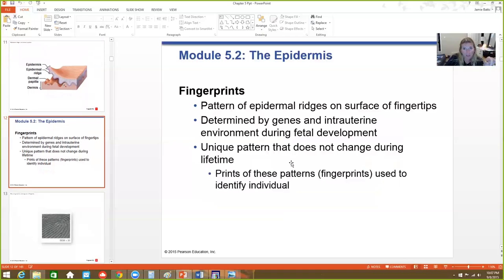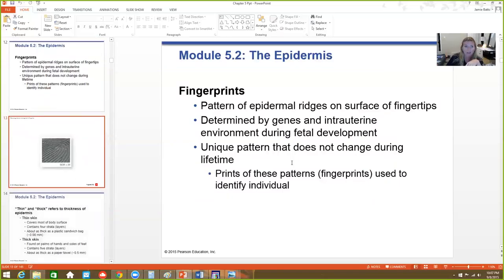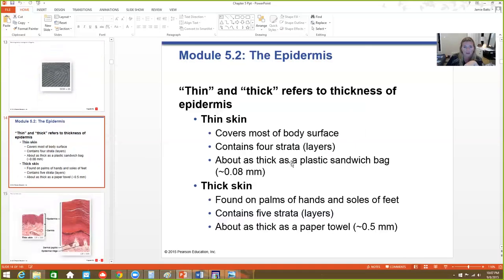It's determined by genes. It's also determined by intrauterine environment. So if the fetus is touching things, it could affect the way the loops or swirls form on the fingertips. The unique pattern doesn't change over a lifetime. And obviously they can be used to identify individuals.